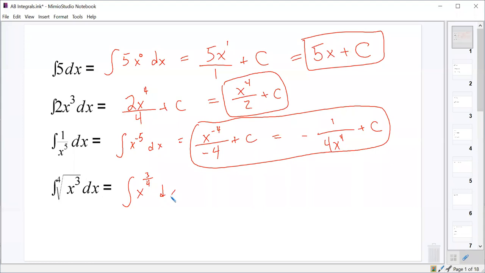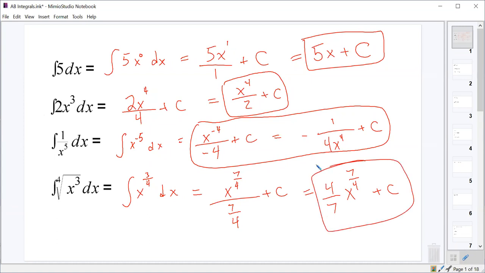3/4 power. So x to the 3/4 dx should become x to the 3/4 plus 1, or 7/4, divided by 7/4, plus a constant. And we don't really want to leave it as divided by the fraction, so we'll write this as 4/7 x to the 7/4 plus a constant. If we divide by 7/4, that's the same as multiplying by 4/7, right? Good or no? Good.